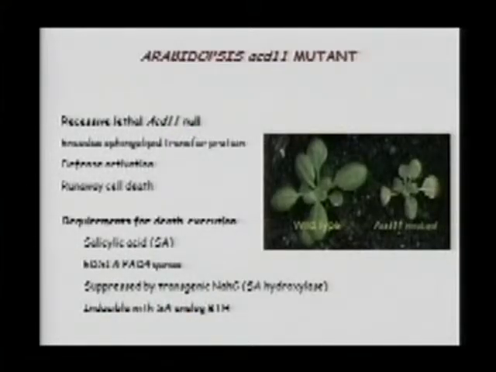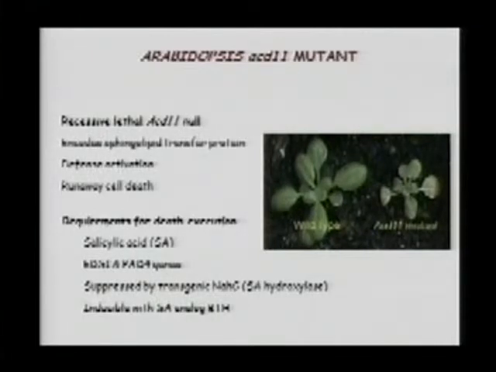So let me just go to the mutant, because in Arabidopsis you can never have too many mutants. We isolated a long time ago ACD11. It doesn't really matter what this gene does, okay? Although if you're interested, I can discuss that later. It's a recessive lethal, and it has this runaway cell death. It induces many, many classic defense responses as it's dying. And its requirements for death execution are rather interesting.